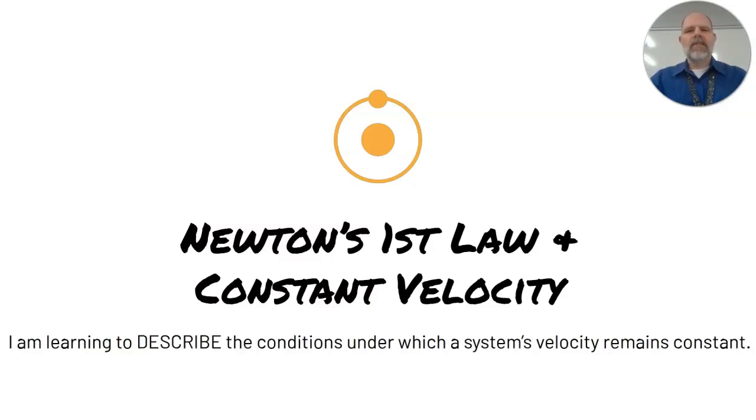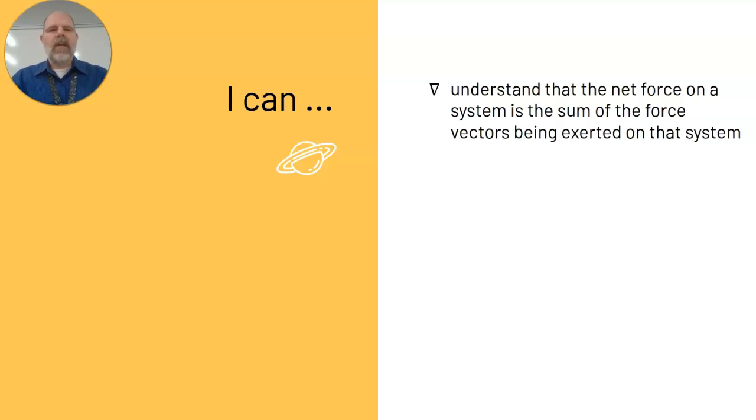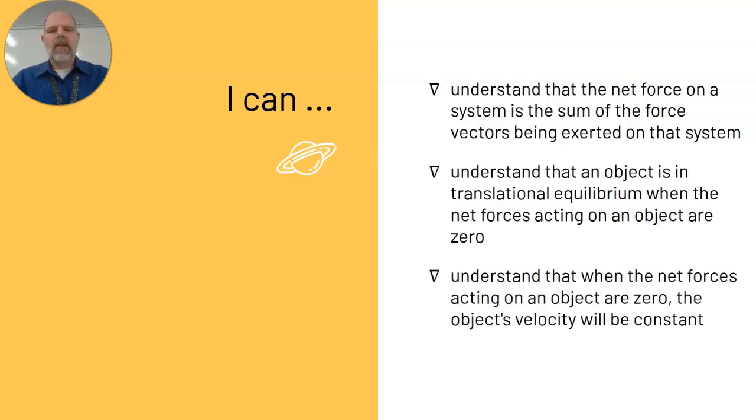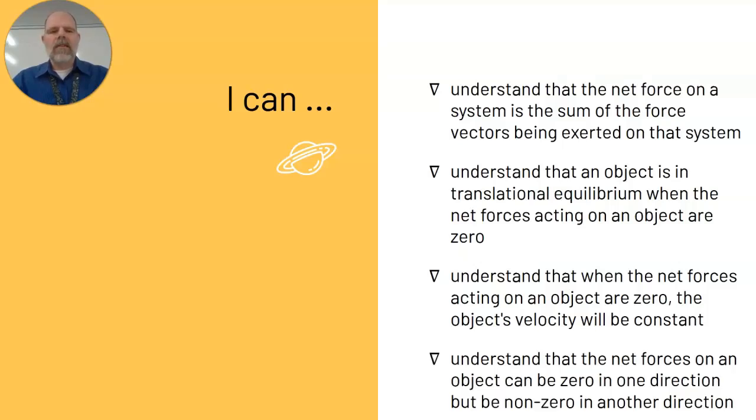The learning target for this lesson is, I am learning to describe the conditions under which a system's velocity remains constant. The success criteria for this lesson are: I can understand that the net force on a system is the sum of the force vectors being exerted on that system. I can understand that an object is in translational equilibrium when the net forces acting on an object are zero. I can understand that when the net forces acting on an object are zero, the object's velocity will be constant. And I can understand that the net forces on an object can be zero in one direction, but be non-zero in another direction.